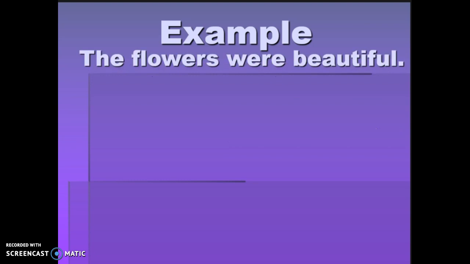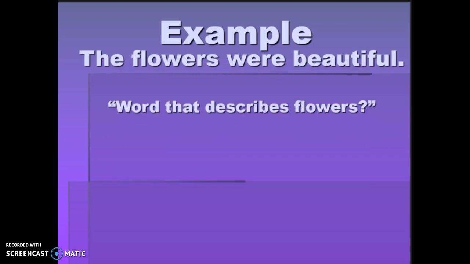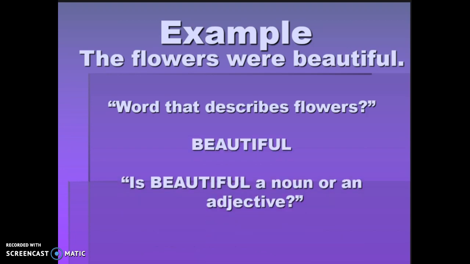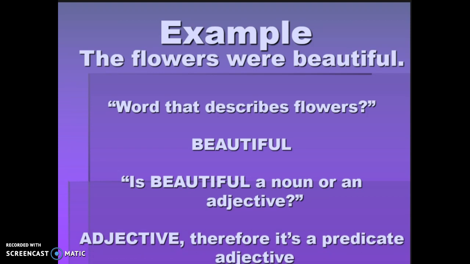Another example. The flowers were beautiful. Is there a word that describes the flowers? Well, yeah. It's the word beautiful, and beautiful is an adjective. So therefore, predicate adjective. Okay, so those 4 items are what you're going to have to identify in various sentences over the next couple of days. So please keep those in mind.